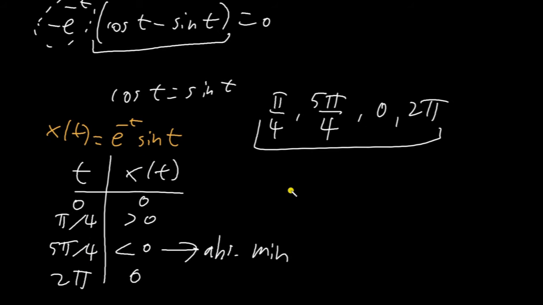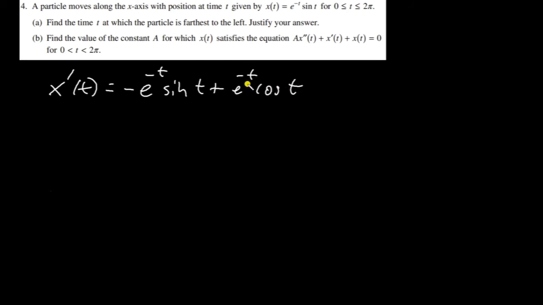Okay, let's look at part B. Find the value of the constant a for which x of t satisfies the equation a x double prime of t plus x prime of t plus x of t equals 0 for t between 0 and 2 pi. Just a reminder from part A, we said that x prime of t equals negative e to the negative t sine of t plus e to the negative t cosine of t, right? That was from part A when we set this equal to 0 later on.